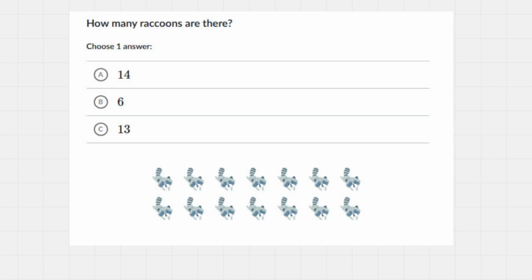Today we're going to be counting animals, in this case, raccoons. How many raccoons are there? And it's a little hard when there's so many little raccoons that you have to count. It's a little tricky because you're thinking, man, where do I start?